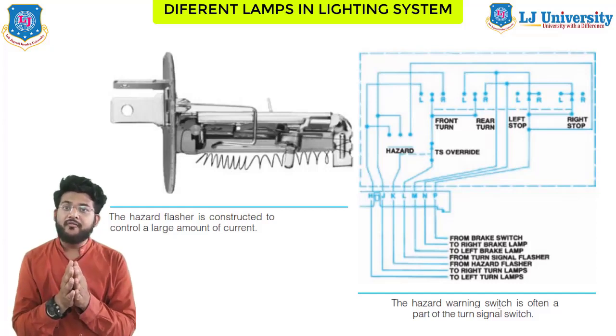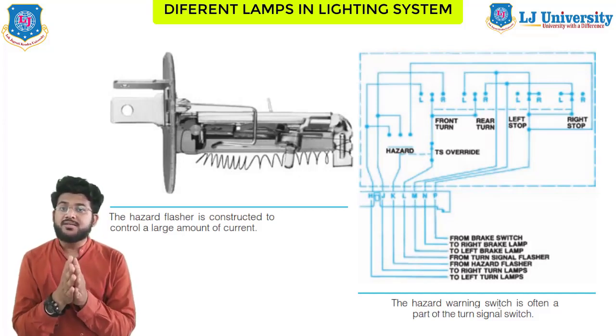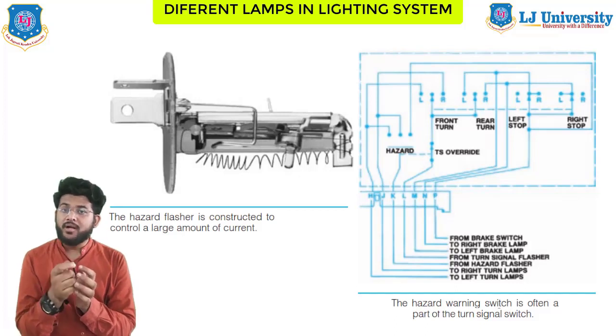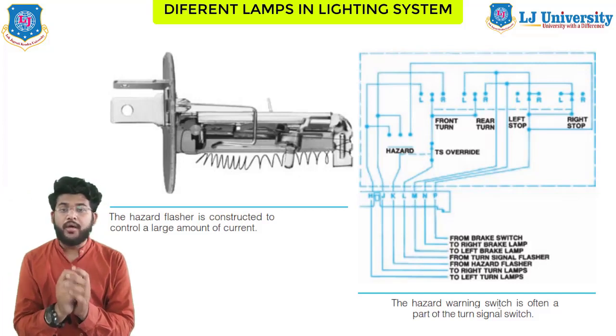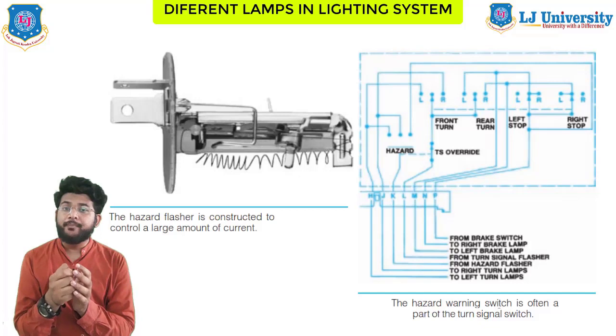The hazard warning flasher looks like a turn signal flasher when assembled, but it is constructed differently and operates differently in order to control the large amount of current required to flash all the turn signal lamps at once. So all lights will work at once. The flasher consists of a stationary contact, a movable contact mounted on a bimetallic arm and a high resistance coil. The coil is connected in parallel with the contact points, which are normally open.